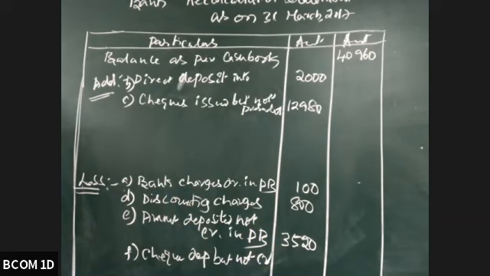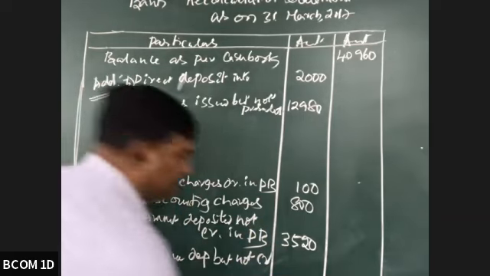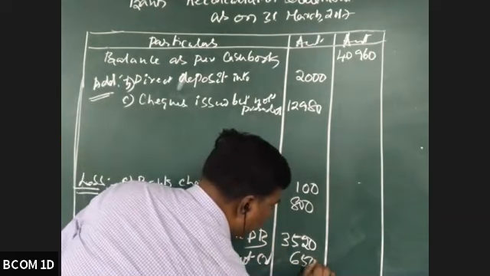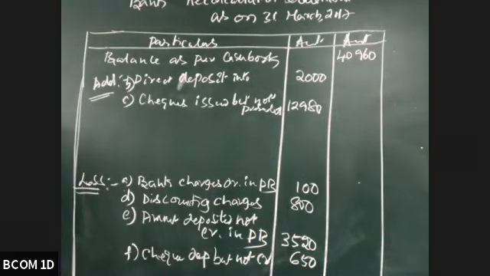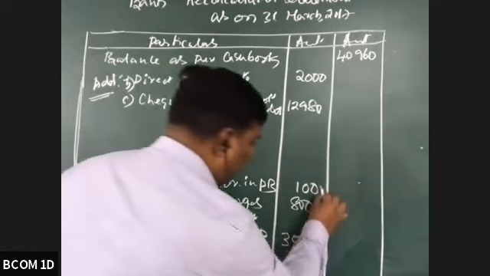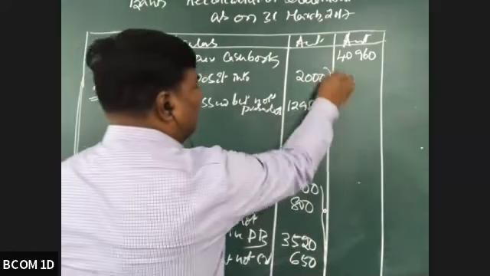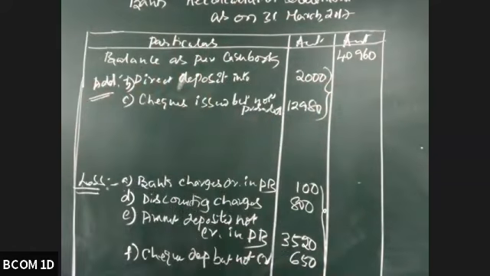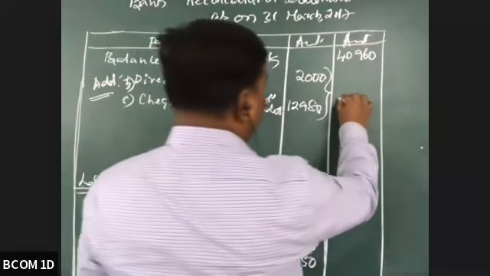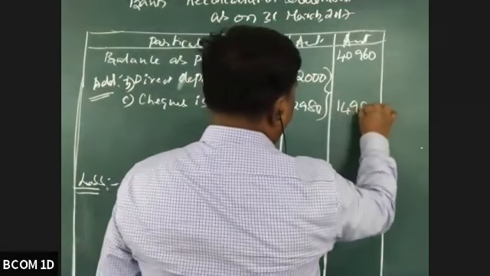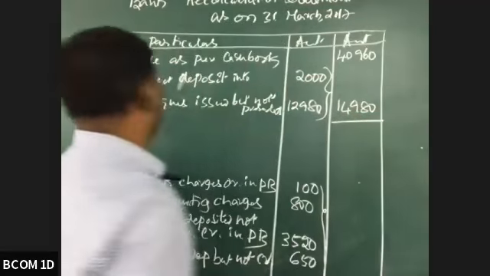How much? 650. Next. That's it. All the transactions are over. Okay, take the total of less items and the total of add items. 14,980 is the total of add.